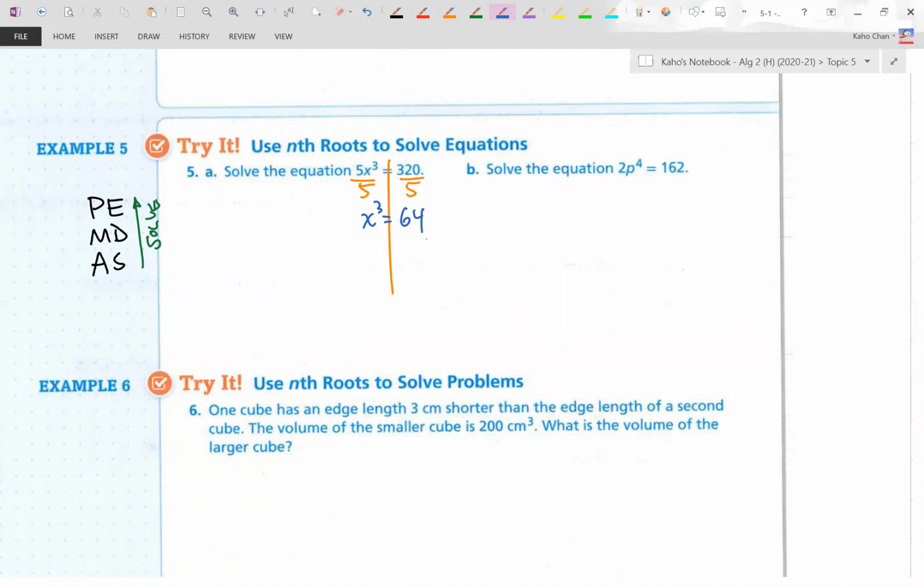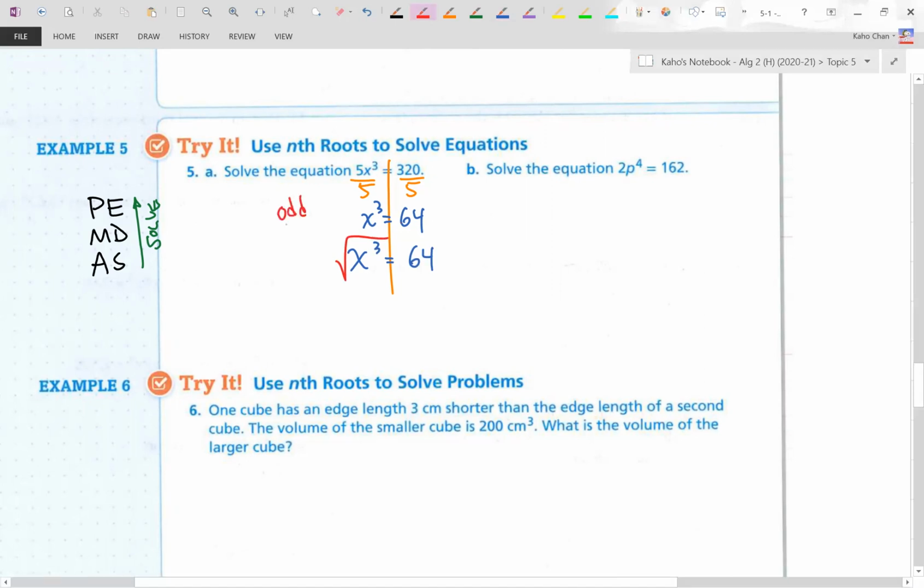The opposite of cube is cube root both sides. This is an odd root. We don't have to worry about pluses or minuses, do we? So the opposite of cube is cube root both sides. Okay, there's no plus or minus here. Trust me. The cube root of 64 is 4. Ding, ding, ding, ding, ding. Not too bad.